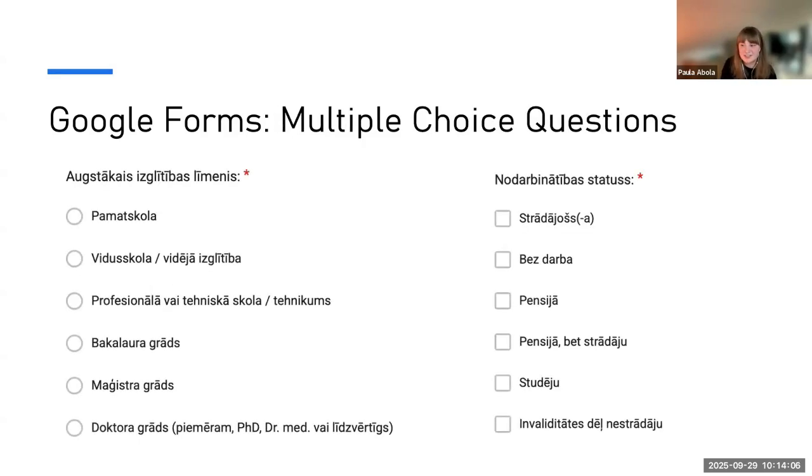So these questions are not in English because they're in my native tongue. However, you will understand the main point. And as you can see here, it's the same as in Qualtrics. You can make the participants choose one answer or multiple answers. So here on the left, I have highest education level, and here person can pick only one highest education level. Whereas again, on the right is the employment status where they can pick multiple employment statuses.